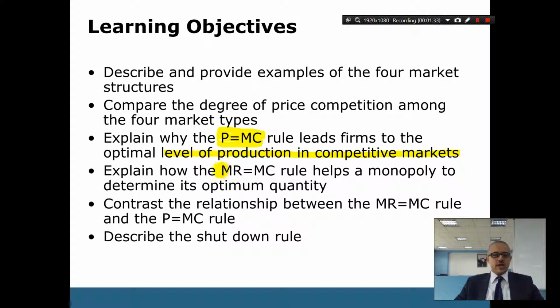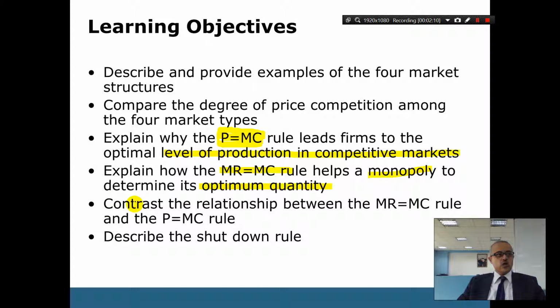And then we'll talk about MR equals MC. This is the main principle in economics, which is you always continue to produce until your marginal revenue equals your marginal cost, and then you stop. Because if you produce one more unit and it's going to cost you more than the revenue that you will get from that specific unit, why produce it? You need to stop. And it helps a monopoly to determine its optimum quantity. So that's how monopolies decide when they stop production.